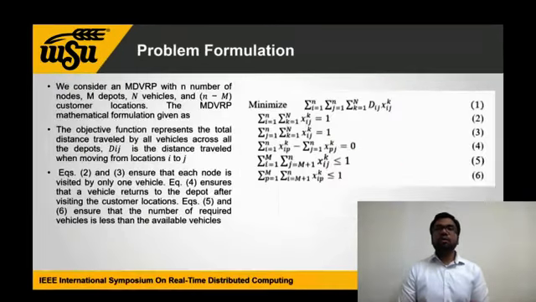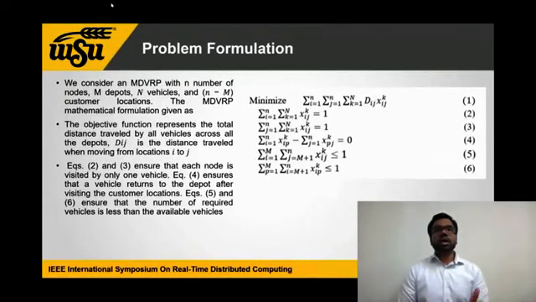Moving on to the problem formulation. In order to develop the dynamic multi-depot vehicle routing problem, we have formulated the following mathematical model in order to execute this problem. The main objective of this problem is to minimize the overall distance traveled by all the vehicles across all the depots.